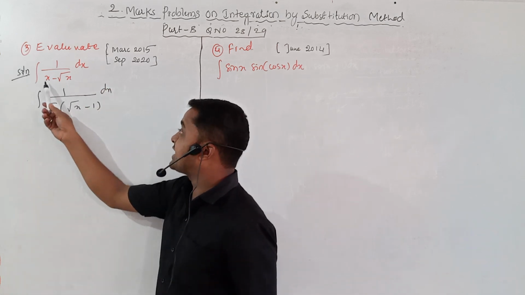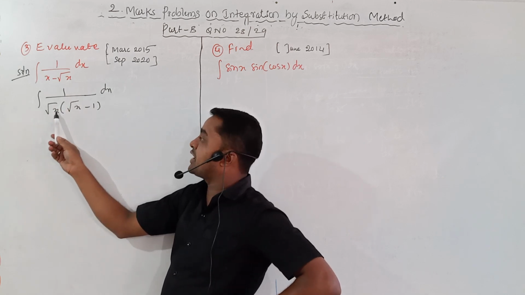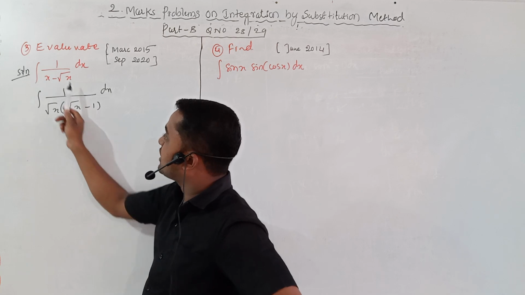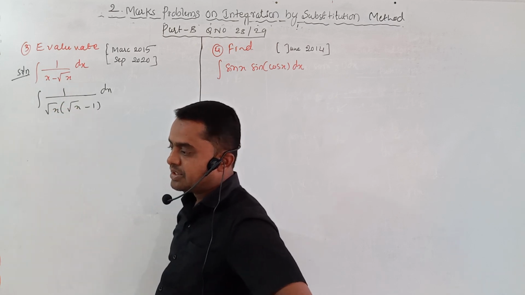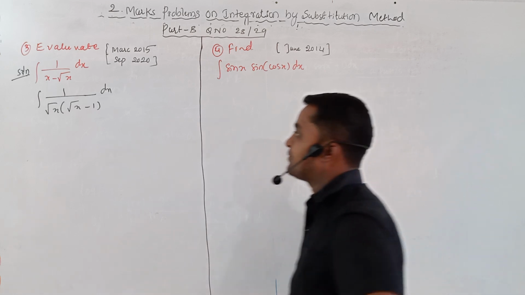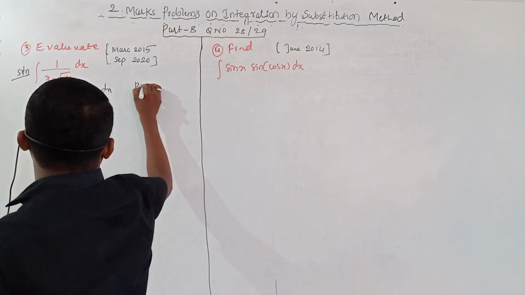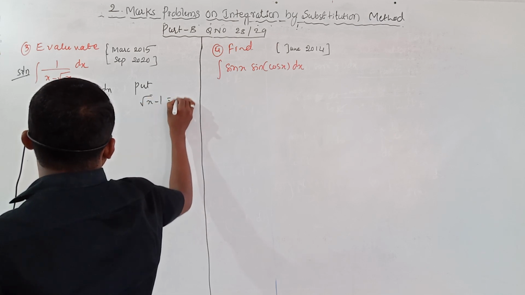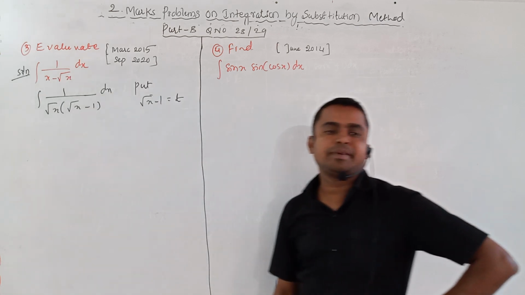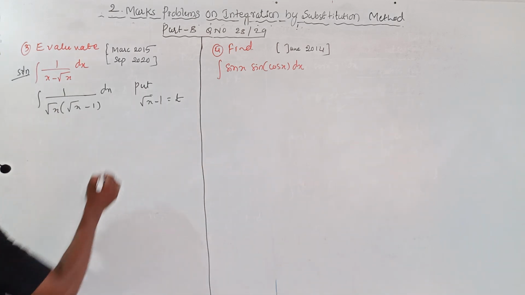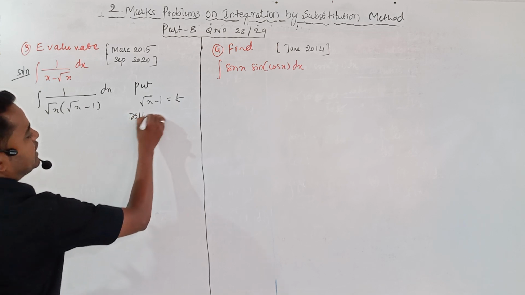Observe here. x minus root x is there. It can be written as root x into root x minus root x into 1. Root x into root x is x. Root x into 1 is root x. Now take this substitution: root x minus 1 is equal to t. Put root x minus 1 equal to t. Now differentiate with respect to t.